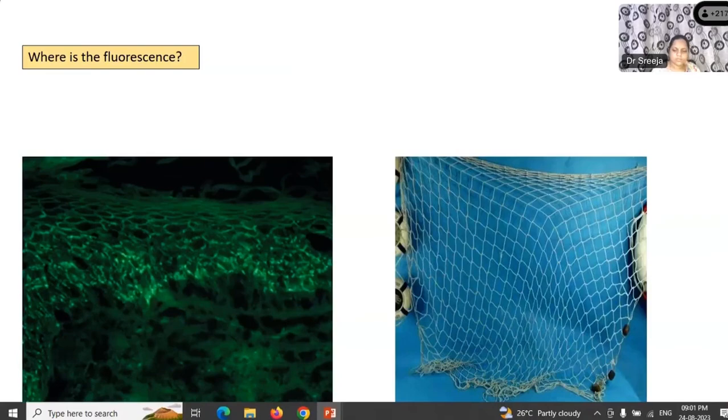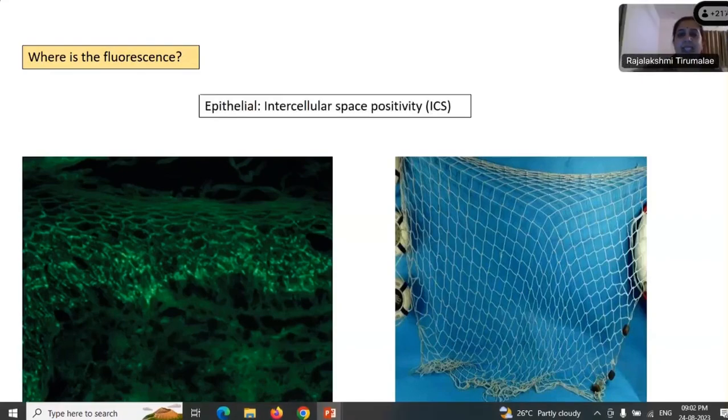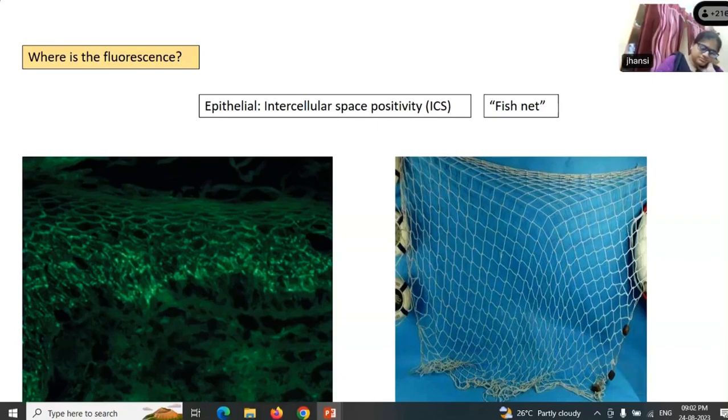So when we talk about where the fluorescence is, what is the pattern you're seeing here? Basket weave. It is in the epidermis. Fishnet pattern. The fluorescence is in between the cells. This is intercellular, actually it should be called pericellular. It is not intercellular, it is pericellular positivity. But by convention, we call it ICS, and this is likened to a fishnet. And this fishnet pattern is characteristic of which disease? Pemphigus vulgaris. In pemphigus, not just vulgaris, in all types of pemphigus, you see the fishnet pattern.